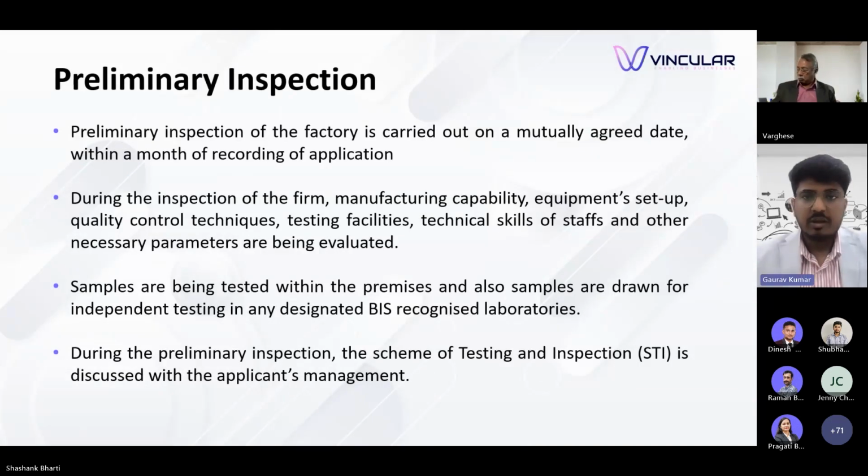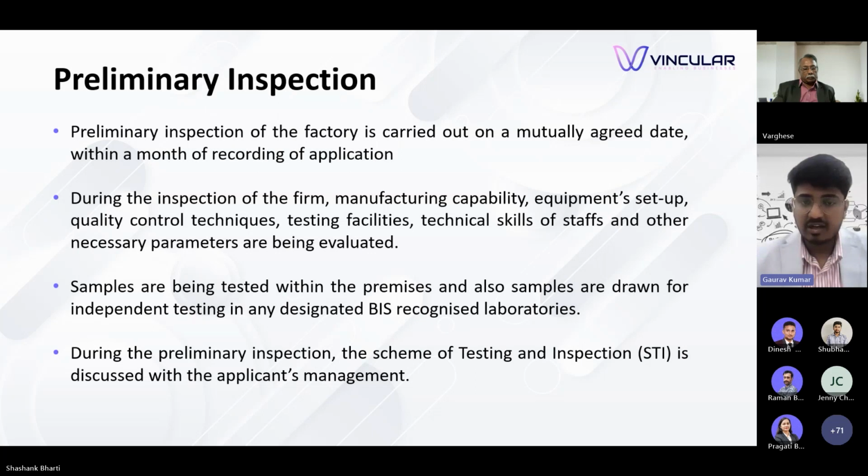These are a few important preliminary inspection related points. As I am conveying to you, the preliminary inspection is carried out on a mutually agreed date within a month of recording of application. Recording of application means the moment the application is placed on record and you get an acknowledgement number from the bureau side over email that your application is received, and this is the email acknowledgement number for further communication. Thereafter, you can expect a preliminary scrutiny, followed by an inspection date identified by both the parties.